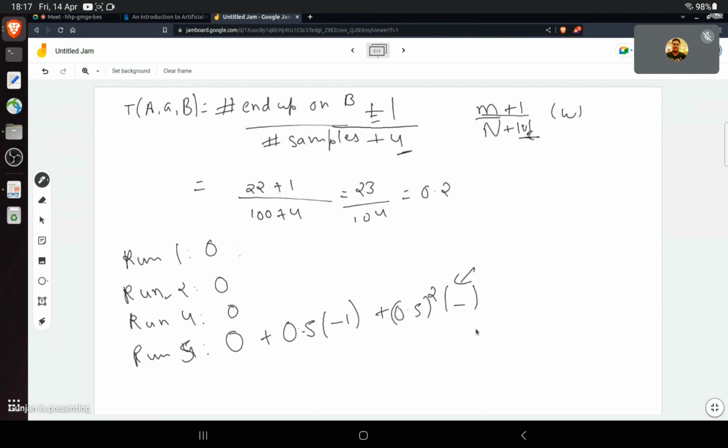But since in this case we only had r1 and r2, r1 was 0 and r2 was minus 1, and we had gamma as 0.5. Therefore the total reward at run 5 will be minus 0.5. And since we had 4 runs, the average would be minus 0.5 divided by 4, which is equal to minus 0.125. And that's how you get that answer.